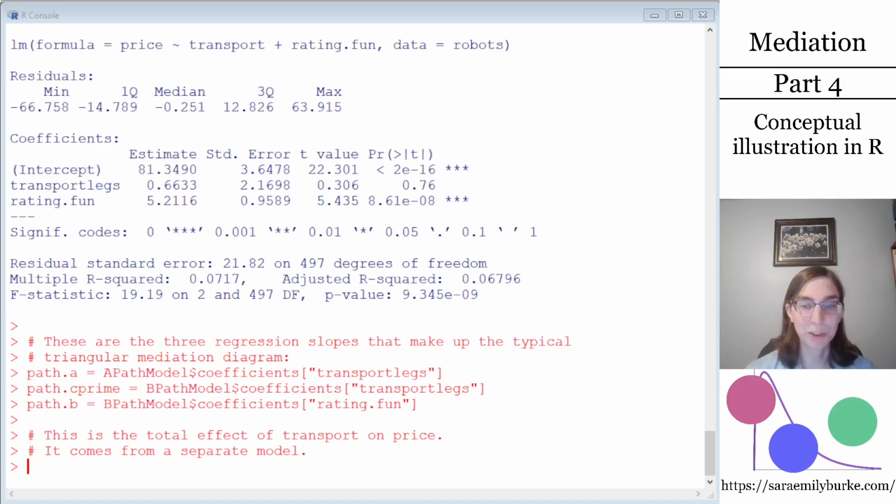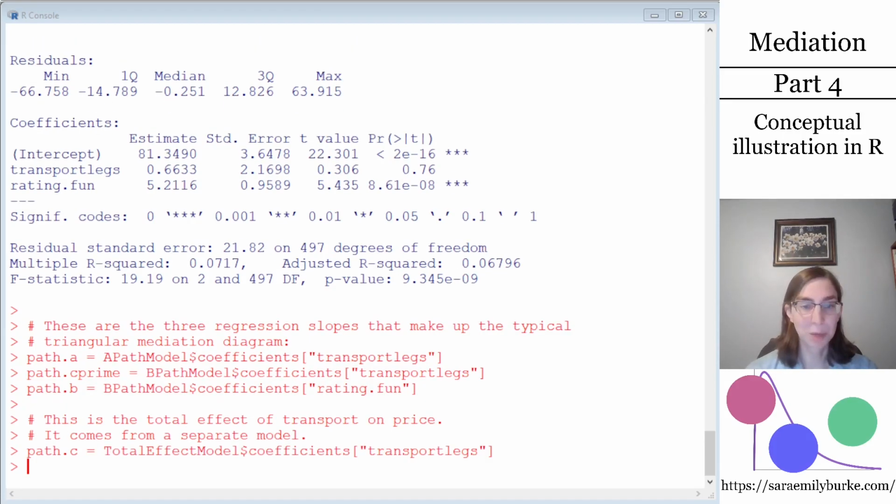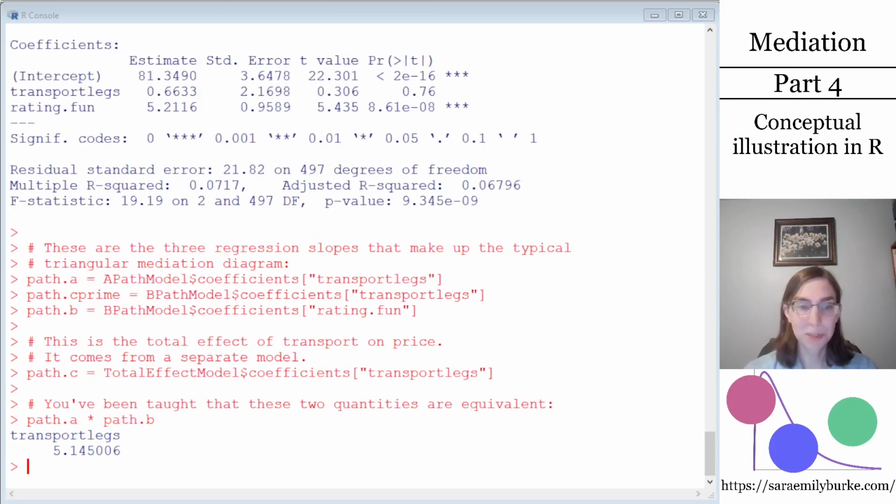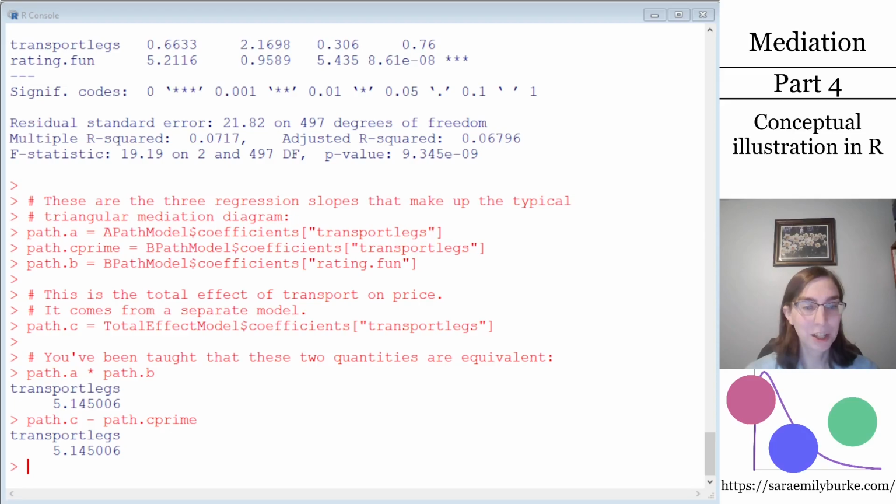There's one other slope we're often interested in called C. This is the total effect of transport on price, and it comes from a separate regression model. This is the one that I call the total effect model. You've been taught that A times B equals C minus C prime. And here I'm illustrating that that's the case in this example.